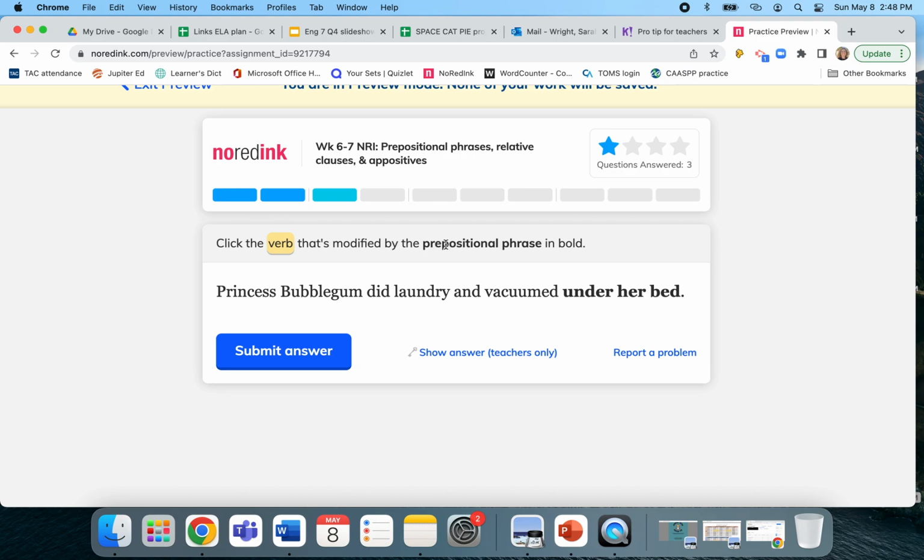Click the verb that's modified by the prepositional phrase. Modify, remember, is a really important academic verb, a really important academic vocabulary, especially when you're dealing with grammar. So modify basically means to change, like to give more to, right? So under her bed refers to what? Like what action? Did this person do laundry under her bed? No, they vacuumed under her bed.